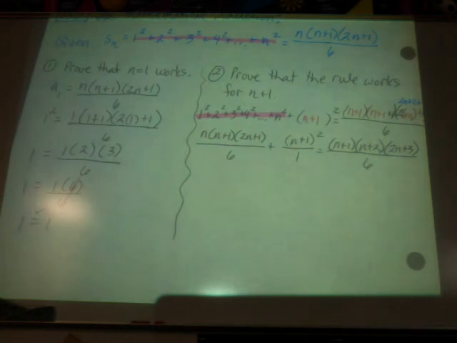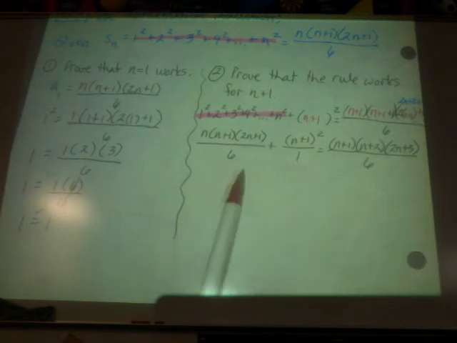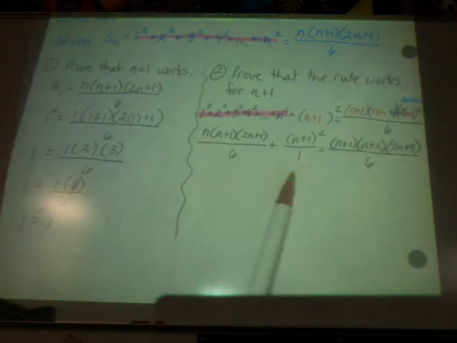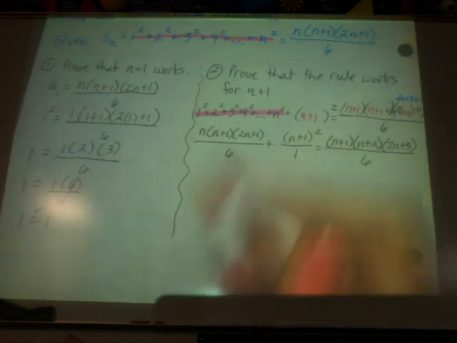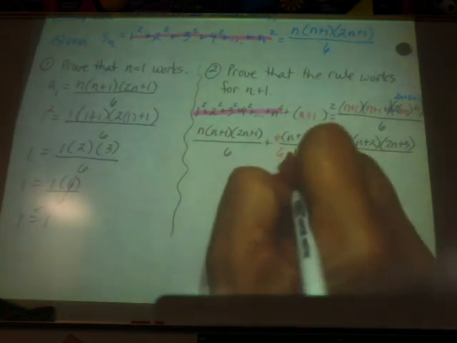And if I were you, I would change the more complicated into the simple. This is actually simpler than this. So I'm going to do like we did on the one previously and find the least common denominator, which in this case would be 6. So I'm going to multiply numerator and denominator by 6.